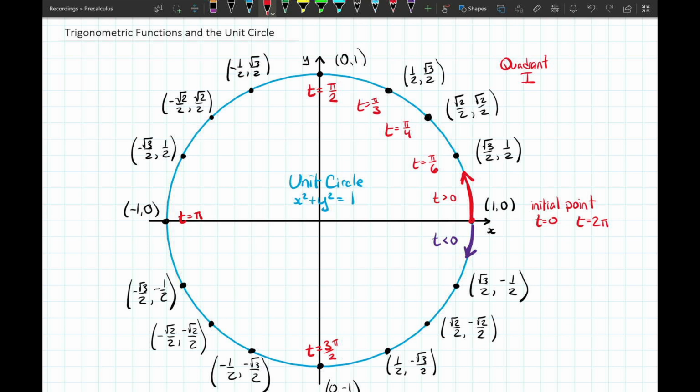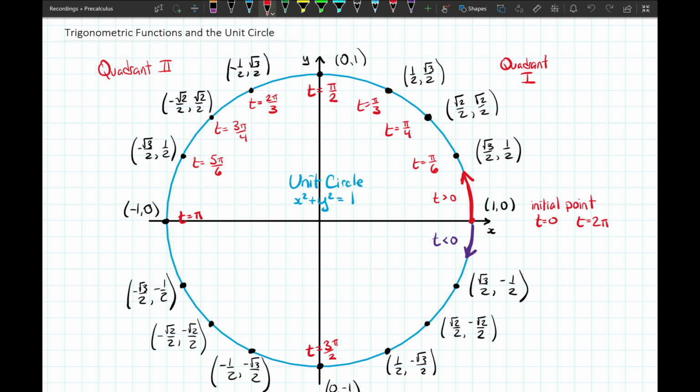And you'll notice that in quadrant 2, we're going to have some symmetry. The only thing that we're going to be changing to get some other very useful terminal points here is simply changing our x coordinate to be a negative value. So we could fill in some additional distances around the unit circle in quadrant number 2. In quadrant 2, we have some distances of 2 pi over 3, 3 pi over 4, 5 pi over 6, and when we get to t equals pi, we've completed the second quadrant.